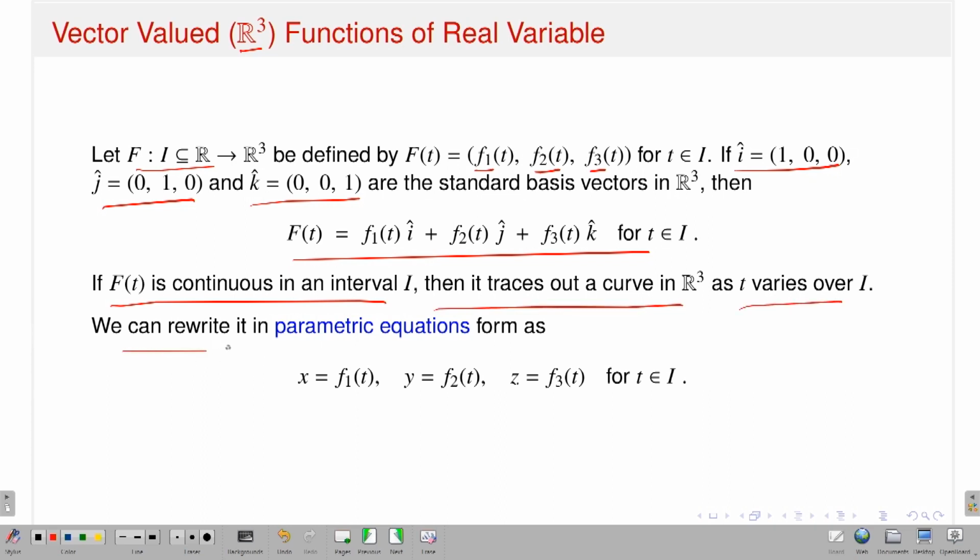And we can rewrite these parametric equations, of course, as earlier, because these are nothing but the components x, y, z. If I write F(t) as (x(t), y(t), z(t)), then x(t) is nothing but f1(t), y(t) is nothing but f2(t), and z(t) is nothing but f3(t). And if capital F is continuous, then f1, f2, f3 are continuous functions, so the corresponding x(t), y(t), z(t) are continuous functions. Therefore, if t varies in I, for each t it will give you a point in R3, so you can trace out a curve. So that is the corresponding parametric representation of a curve in R3.